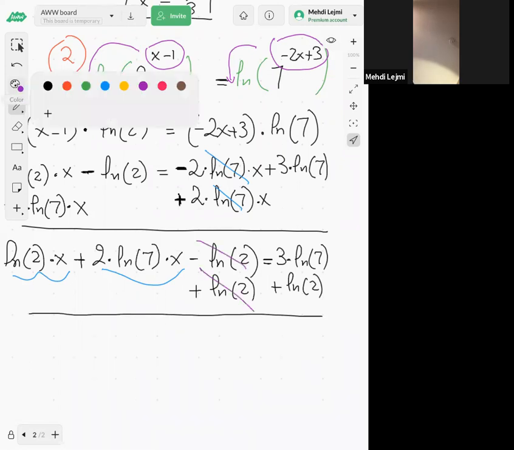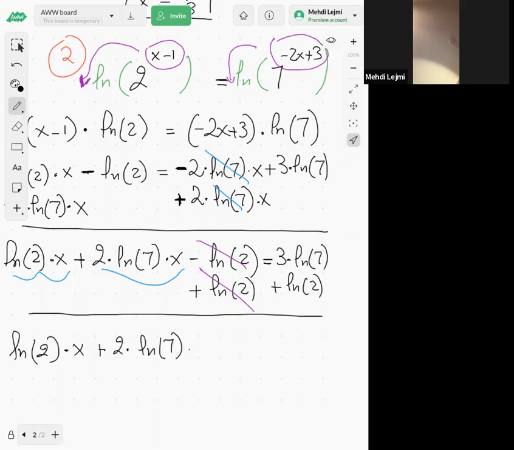And then you see that the idea is, of course, on the left side, I can factor out x, right? So then I'm going to have natural log of 2 times x plus 2 times natural log of 7 times x. So x would be a common factor, and so I can factor out x, right? And then the right side, it's just this 3 natural log of 7. So it's just some number, some decimal plus another decimal, which is natural log of 2.